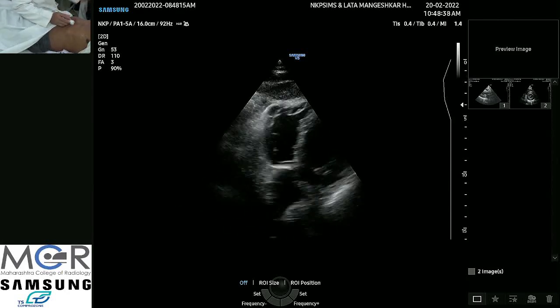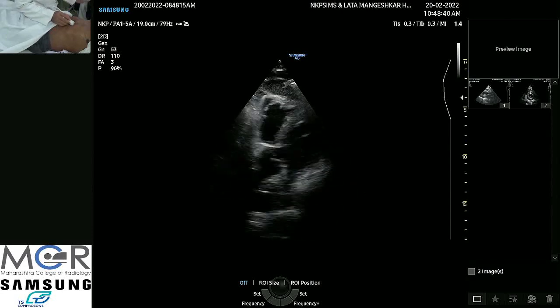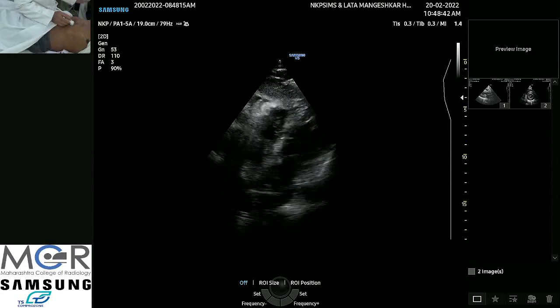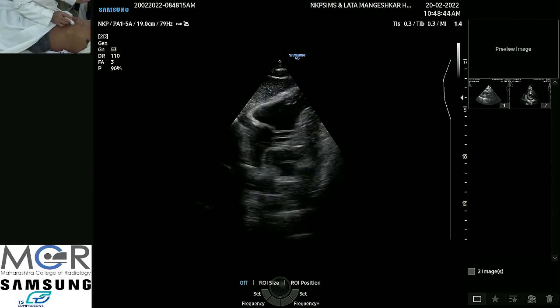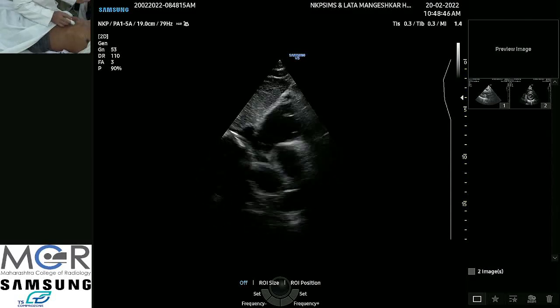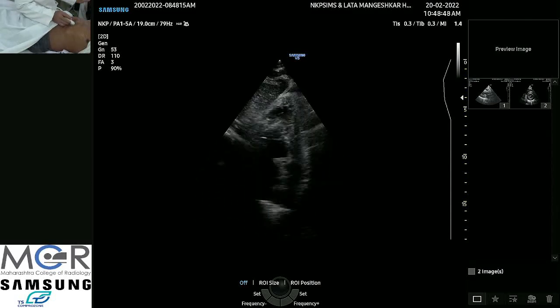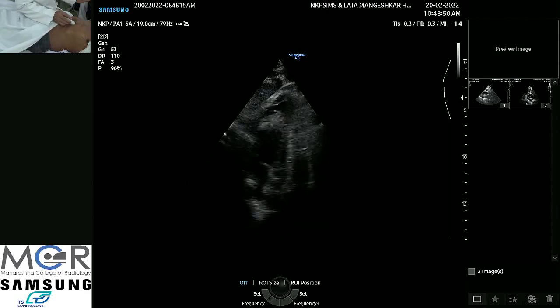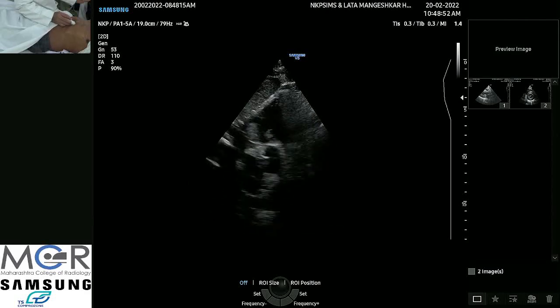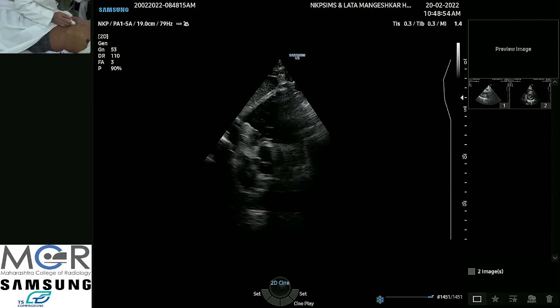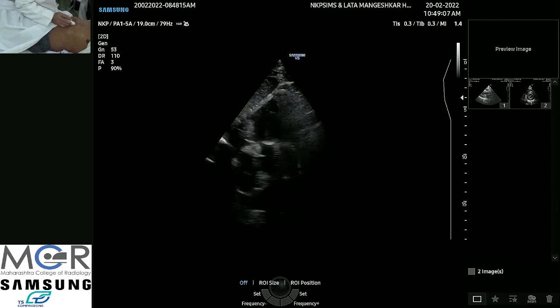In this patient, you can take an anticlockwise rotation and you will find the short axis view, in which you can see this is the aorta, this is the tricuspid valve, this is the RVOT coming down to the pulmonary valve and coming down to the main pulmonary artery.